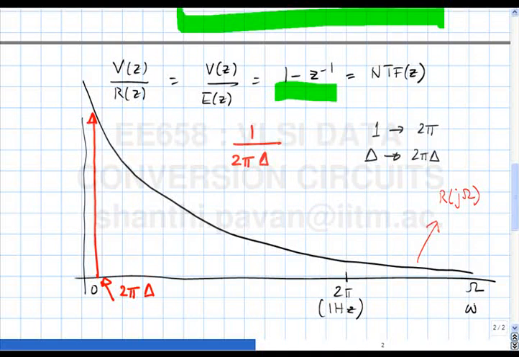Okay, does it make sense? Now that's not the end of the story, right? This is the amplitude of the sinusoid after sampling, correct? Then is that all there is to it, or do I need to find what comes out at V? So what should I do? Sandeep.